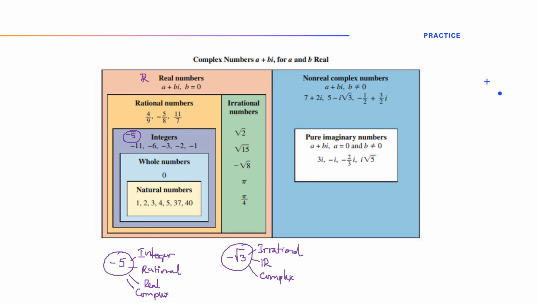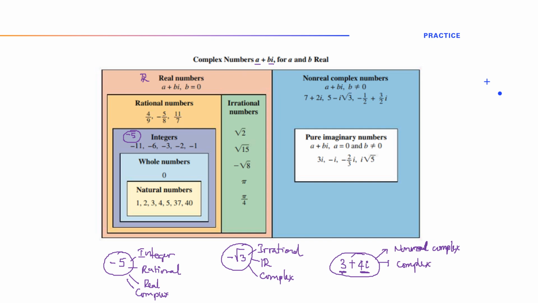How about if we have 3 plus 4i? In 3 plus 4i, b is different from 0, it is 4. A is the real part. We have both a real part and an imaginary part. So this one is a non-real complex number, and also a complex number, because you can see both the real and imaginary parts.